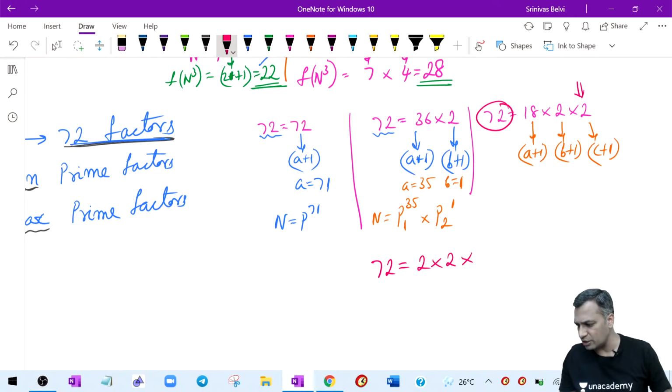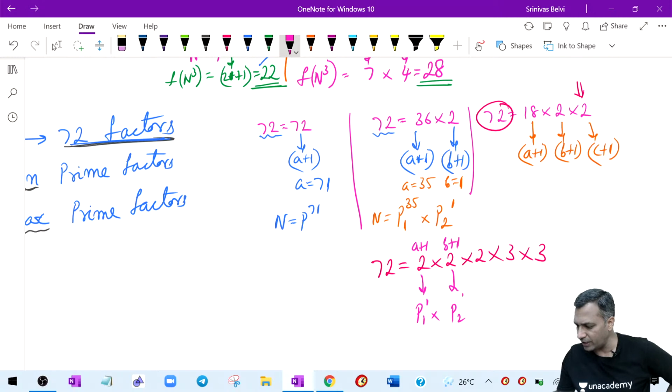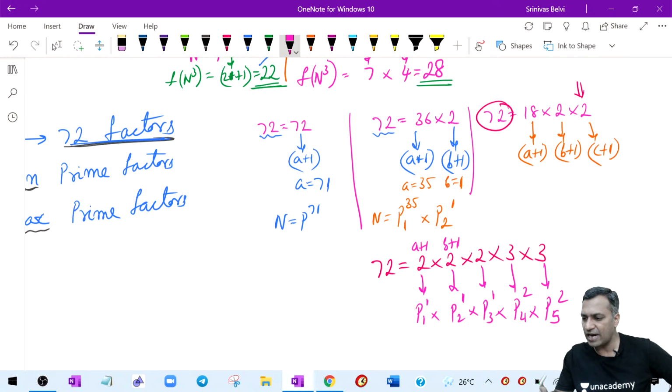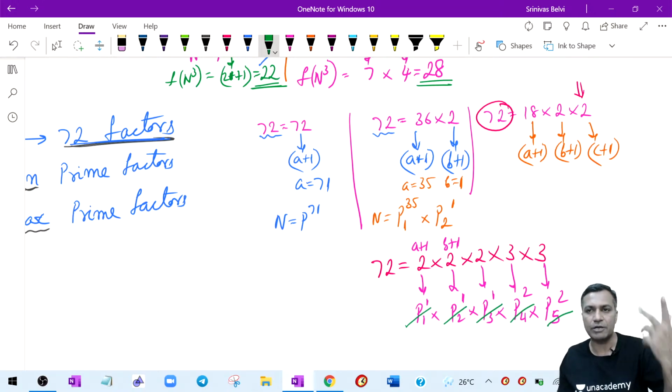2 into 2 into 2 into 3 into 3. This is how you get your 72, which means what? Looking at this, it was prime 1 raised to power 1 because a plus 1 was this 2. B plus 1 was this 2. Therefore, what do you write? Prime 2 raised to power 1. There was another prime involved to the power 2. There is another prime involved to the power 2. So therefore, you say that there are 5 prime factors. P1 is a prime factor, P2, P3, P4, P5. It has 5 prime factors.